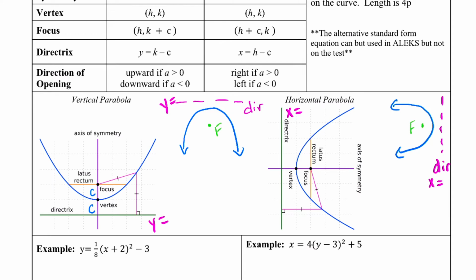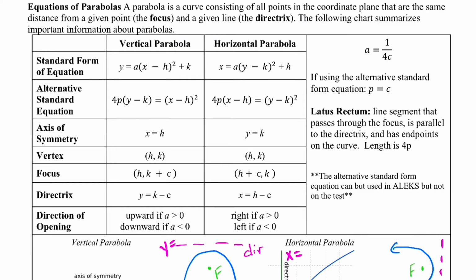Okay. Now, if we are trying to find the directrix from our equation, we will have to know our vertex point here, and then we'll have to find our C value, which we are going to be using this formula here. So if you need to, I would put a star by that one because we're going to be referencing that a lot anytime we need to find the focus or the directrix.